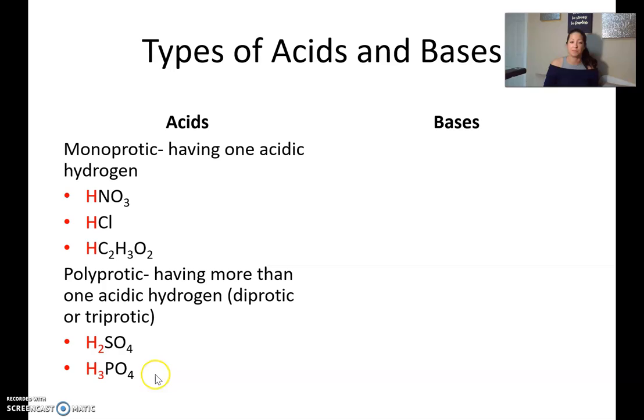Triprotic would be, for example, here we have phosphate as the polyatomic, so it changes to phosphoric acid, and it has three hydrogens or three protons.